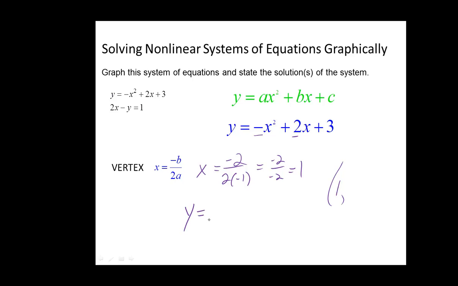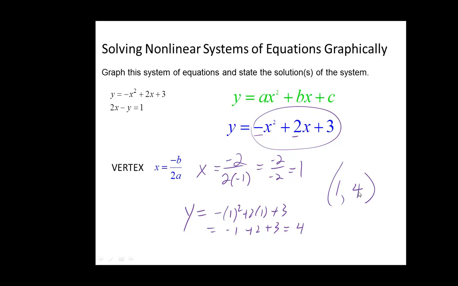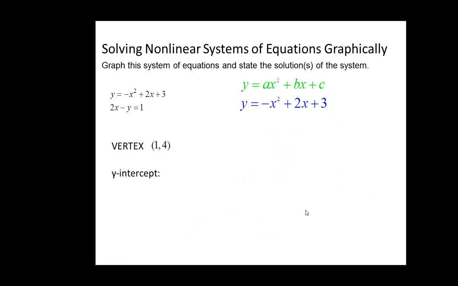To get the y value, I'm going to take that 1 and put it right back into that original equation here. So I have y equals negative 1 squared plus 2 times 1 plus 3. And that is negative 1 plus 2 plus 3. And that comes out to be a 4. So 1 comma 4 is my vertex. Next, we need the y-intercept. To find that, we'll set x equal to 0, and as you can see, I put in 0 for x, I would end up with 3, so my y-intercept is 0 comma 3, y equals 3.